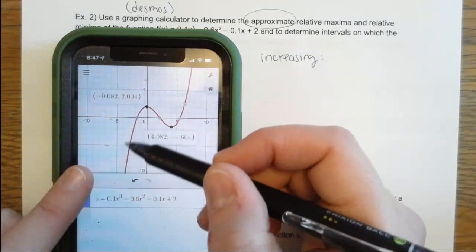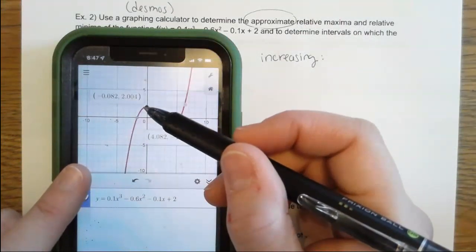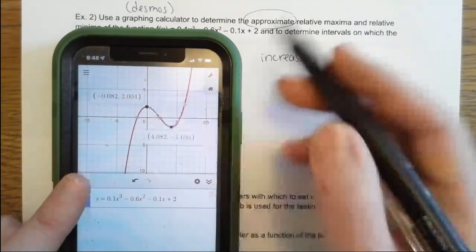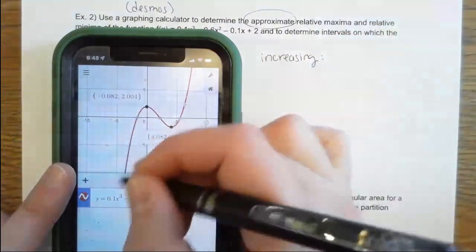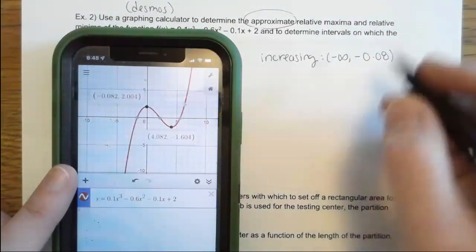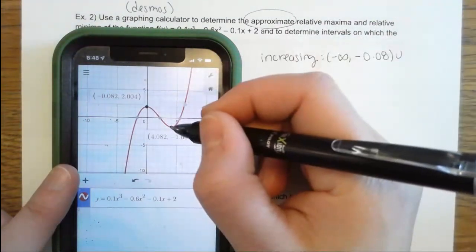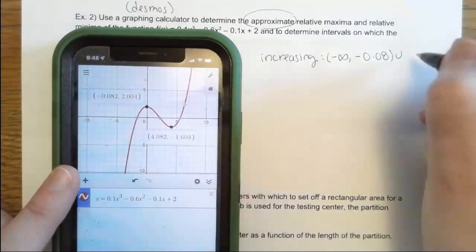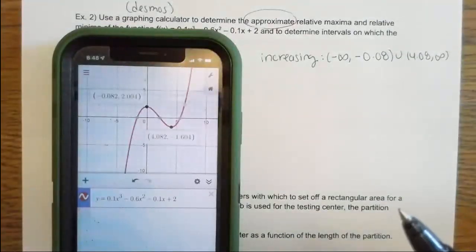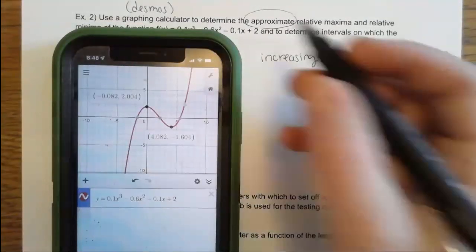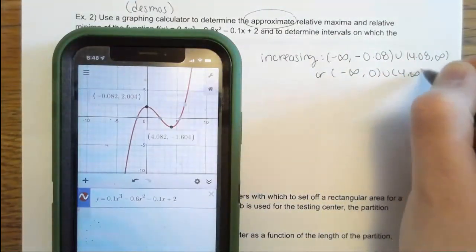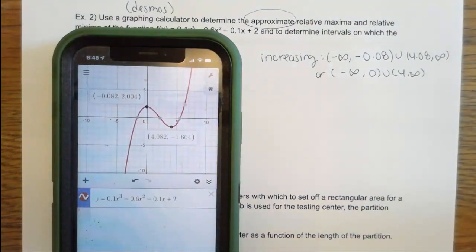we're increasing from here all the way to this relative max. So at about 0 or negative 0.08 if we're going to be a little bit more accurate there. And it's increasing on the left, right? It doesn't ever change. So it's going to go from negative infinity to negative 0.08. And then it's going to continue increasing again from this point upward. So 4.08 to positive infinity. Remember, we use our x values when talking about increasing or decreasing. Again, if you were rounding a little bit more, you could say, negative infinity to 0 and then 4 to infinity. So again, depending on how much we need to round in the question.